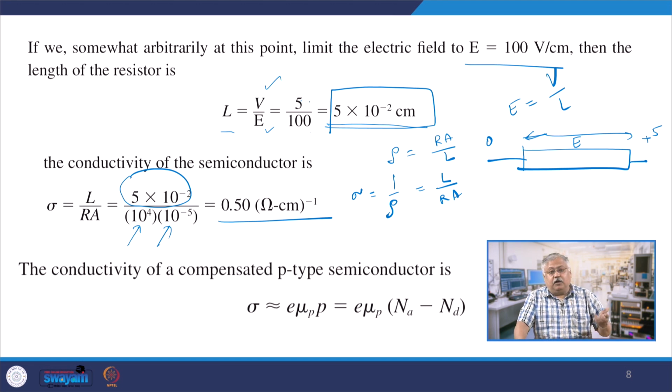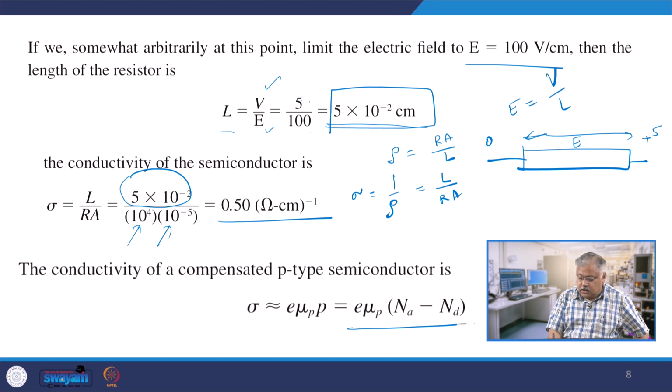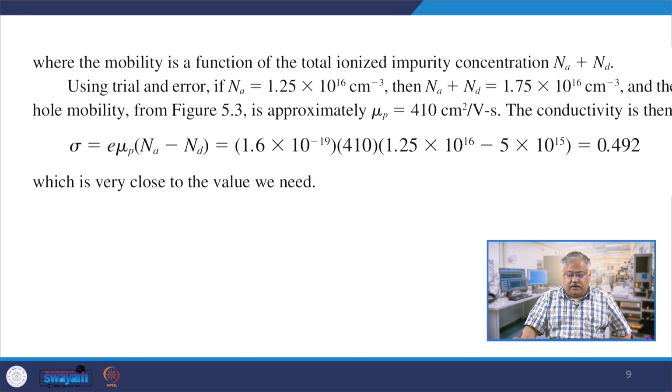Now, the conductivity of a compensated p type semiconductor is given by this expression here. Why is it compensated? Because you initially doped with a donor species and then you added acceptors. So the effective number of holes will be nothing but the subtraction Na minus Nd. Na and Nd are given to you, and you can find that the value of sigma will be equal to 0.492, and what we require is approximately 0.5.